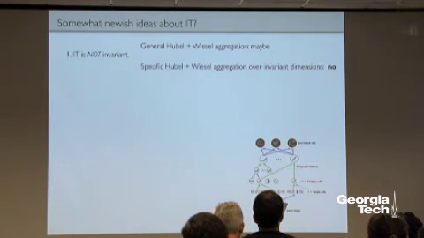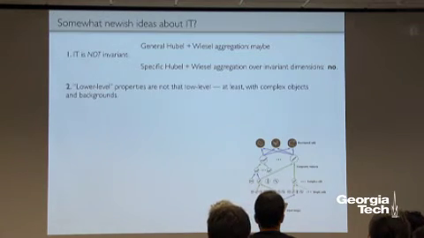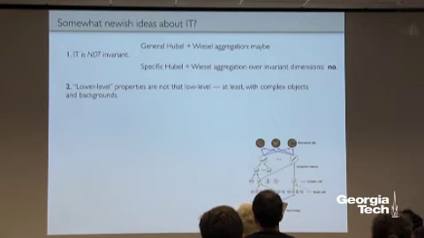Okay, so what you should take away from this is one, IT is definitely not invariant. Okay, and so if you think of a sort of specific general idea of Hubel and Wiesel as aggregating over invariant dimensions, that's definitely not what's happening in this ventral stream process. But perhaps some kind of generic aggregation is. Okay, but you're not aggregating over the invariant dimensions of the category, identity preserving transformations. Lower level properties are not that low level. Okay, we thought of there as being low level properties like position, at least with complex objects on complex backgrounds.